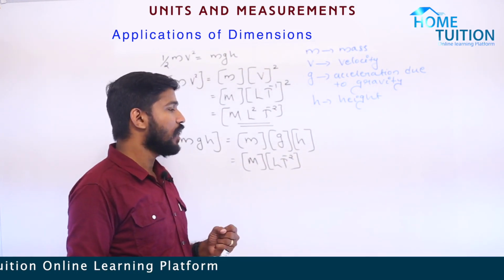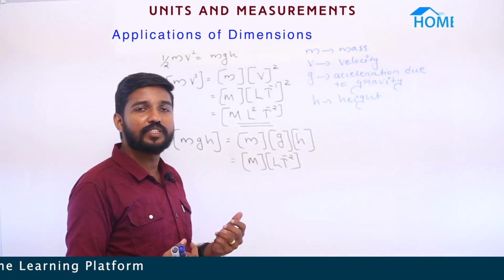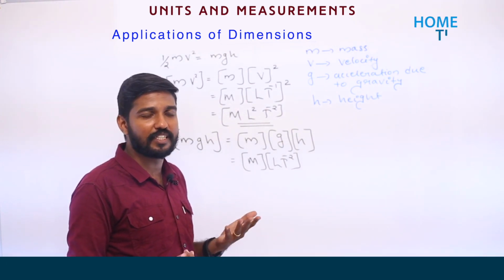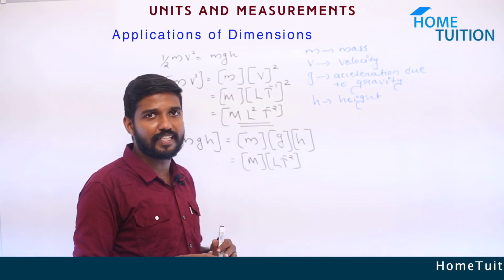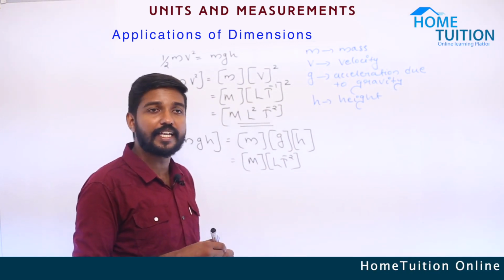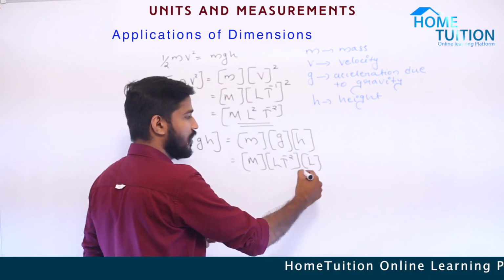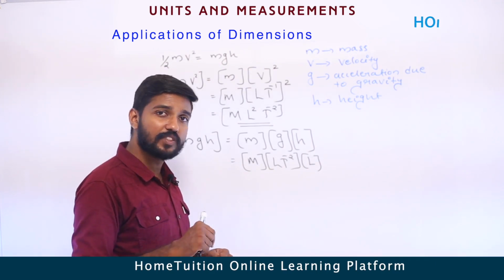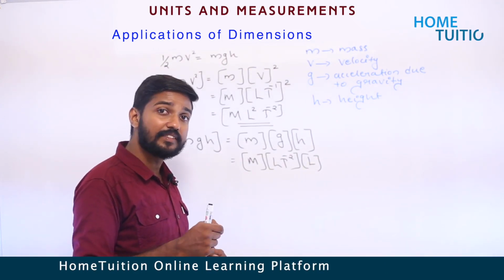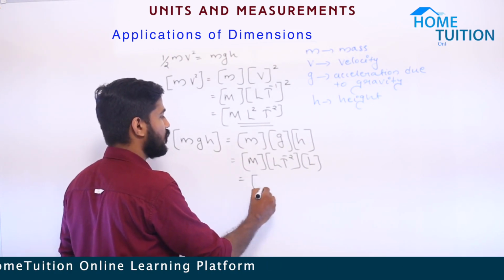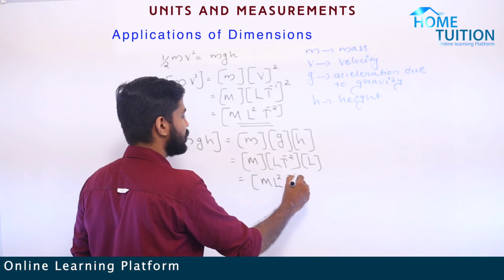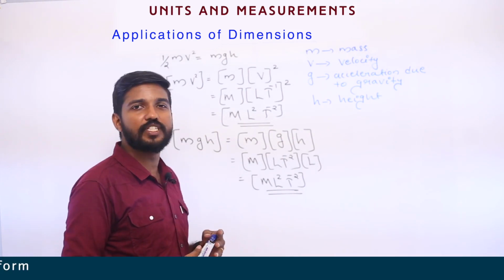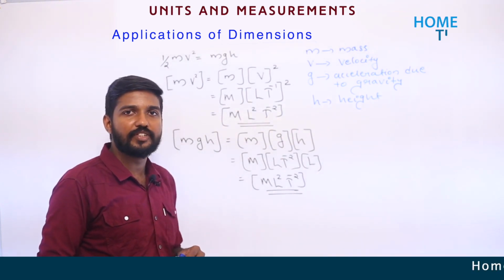Then next, what is height? We measure height in centimeters or meters, right? So basically it is length. The dimension of height is L, length. So here we have L into L, which is nothing but L square. So it will be M L square t raised to minus 2.